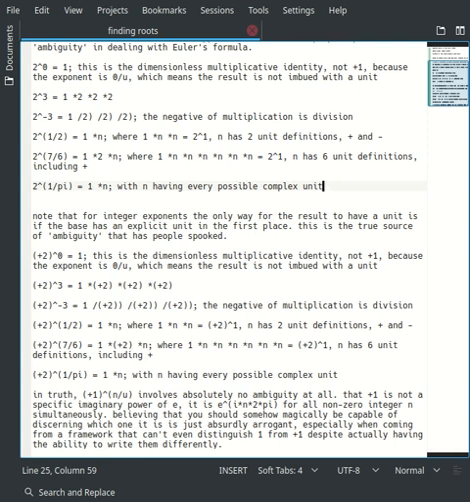Okay? That 0 i pi value is distinct because that is the dimensionless multiplicative identity 1. And the others are positive 1. But all of the others are exactly the same positive 1. They're not distinct from each other.